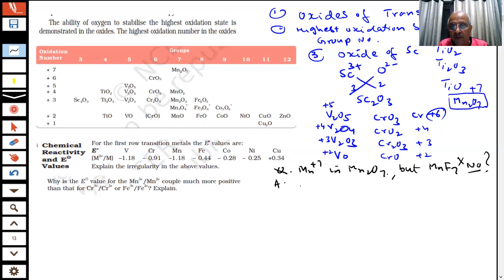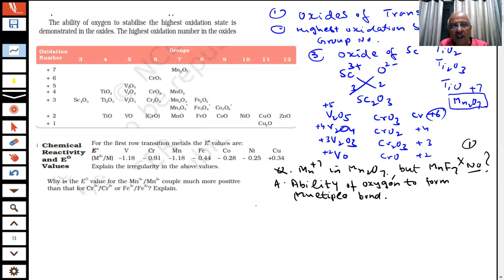Sir, MnF7 is not stable because F cannot form double bonds, and oxygen can form multiple bonds. That we know already. The only thing is you have to explain this. It is theoretically not possible. What answer am I writing? Ability of oxygen to form multiple bonds. That's all, I am not writing more than that. There is no need for that. These questions carry only 1 mark in the paper.